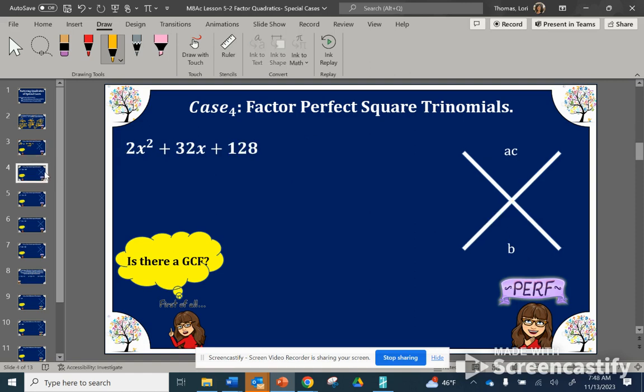Okay, let's take a look at our next example. So we always need to ask if there's a GCF, and there is here.